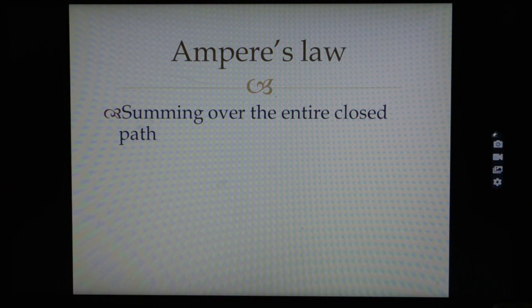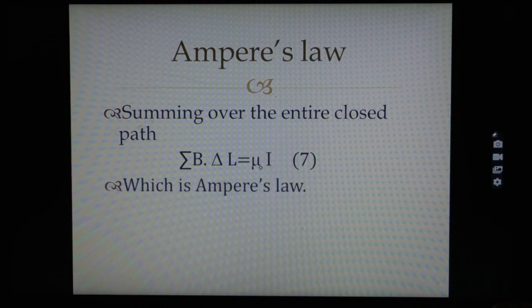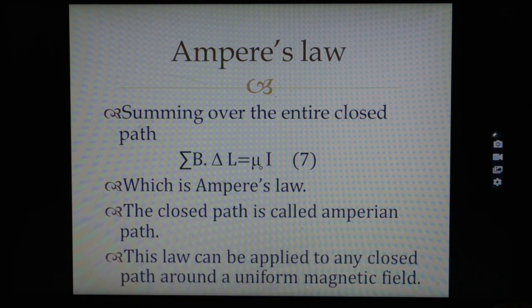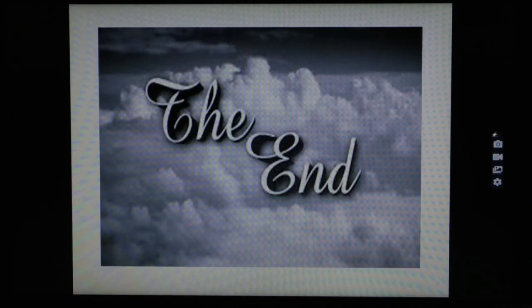Summing over the entire closed path, sigma B dot delta L is equal to mu naught I, which is Ampere's law. The closed path is called the Amperian path. Always remember, the closed path where we apply Ampere's law is known as the Amperian path. This law can be applied to any closed path around a uniform magnetic field.